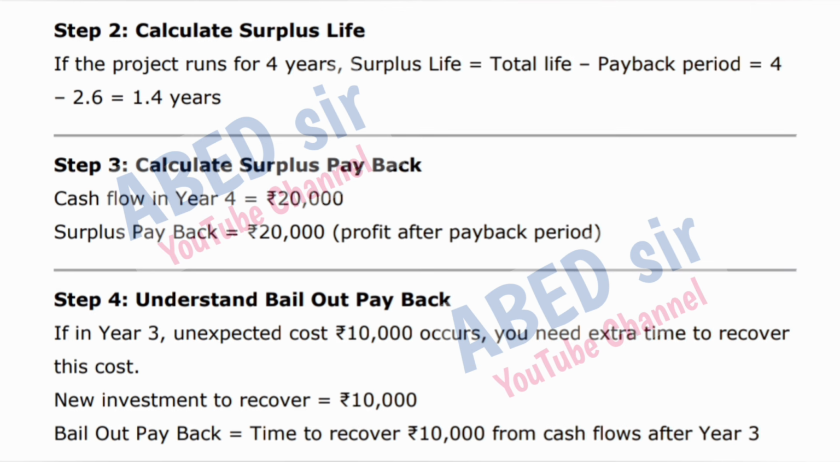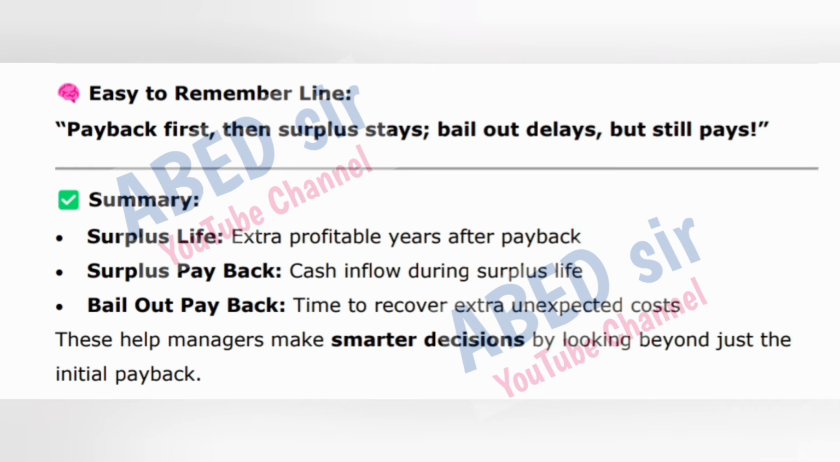Step 4. Understand bailout payback. If in year 3, an unexpected cost of 10,000 rupees occurs, you need extra time to recover this cost. New investment to recover is equal to 10,000 rupees. Bailout payback is equal to the time to recover 10,000 rupees from cash flows after year 3. Easy to remember line: payback first, then surplus stays, bailout delays, but still pays.